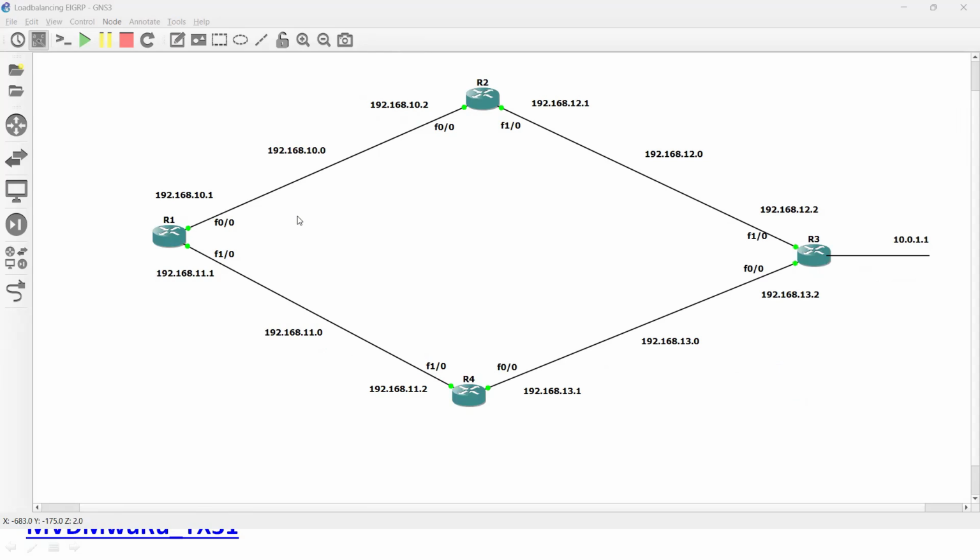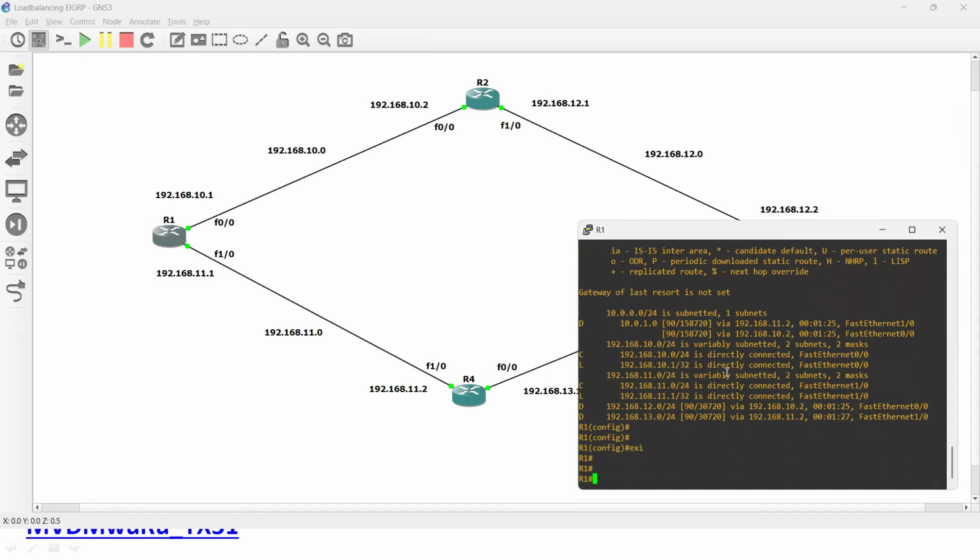Now the question is how the paths will be selected. The path is selected via route metric. So how do we find the route metric? To find the route metric of an interface, how can we do that? Let's start with router number one.